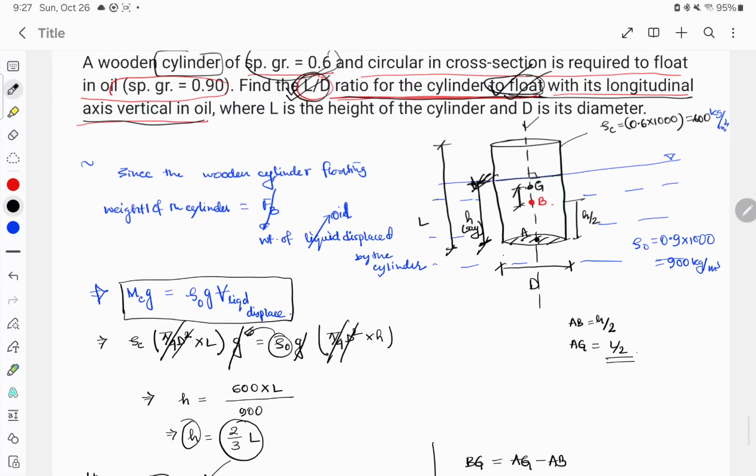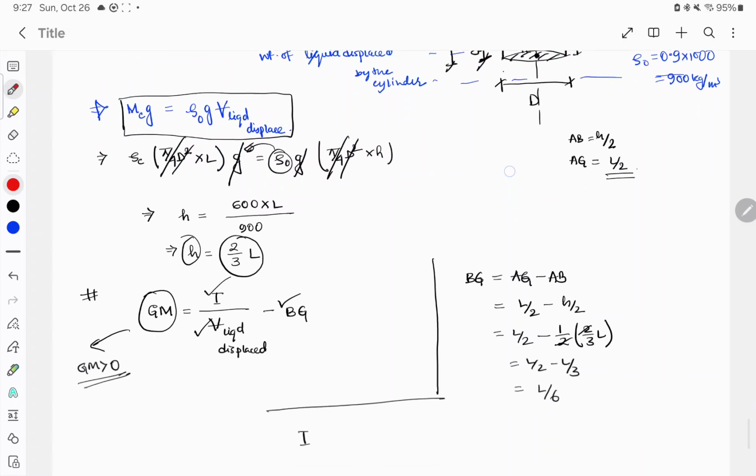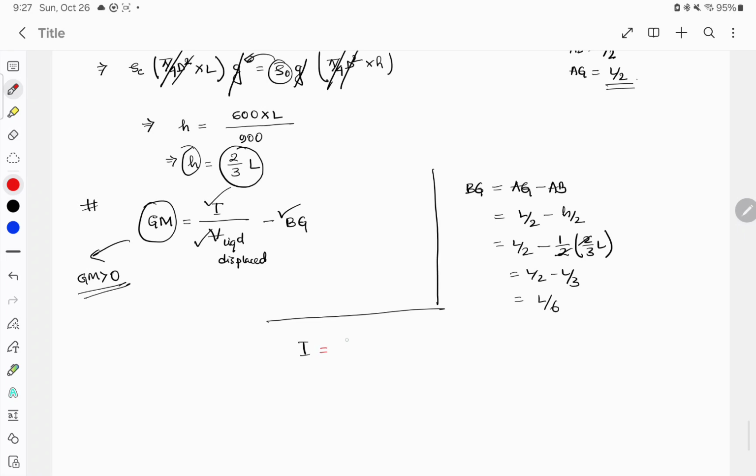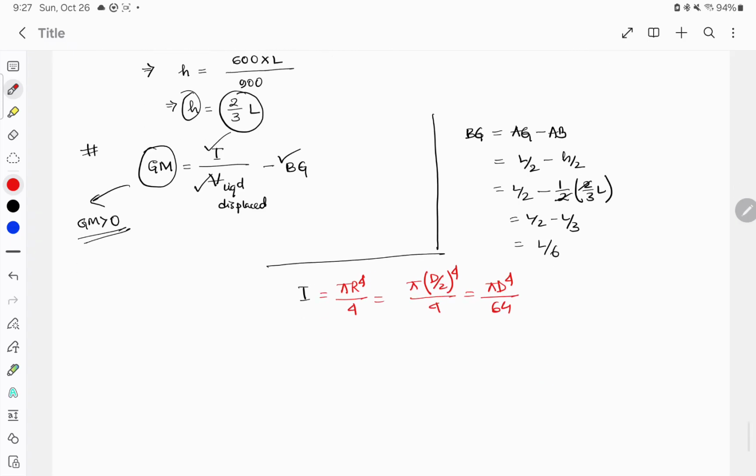We know that I, for this diagram, will be the moment of inertia of this part. The moment of inertia of this part is generally pi r to the power 4 by 4, but we know D, so I have to convert it into D, which means pi d to the power 4 divided by 64. So this is okay.